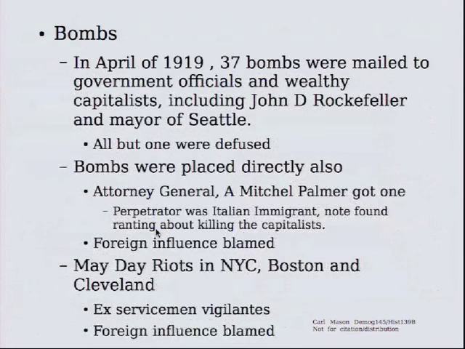And on top of that, you have bombs. In April of 1919, there were 37 bombs that were mailed to government officials, to wealthy capitalists, including Rockefeller, and the mayor of Seattle, who really is more of a government figure than a wealthy capitalist. And all these bombs were defused, which I think is kind of impressive. They must have been rather clumsy about that.